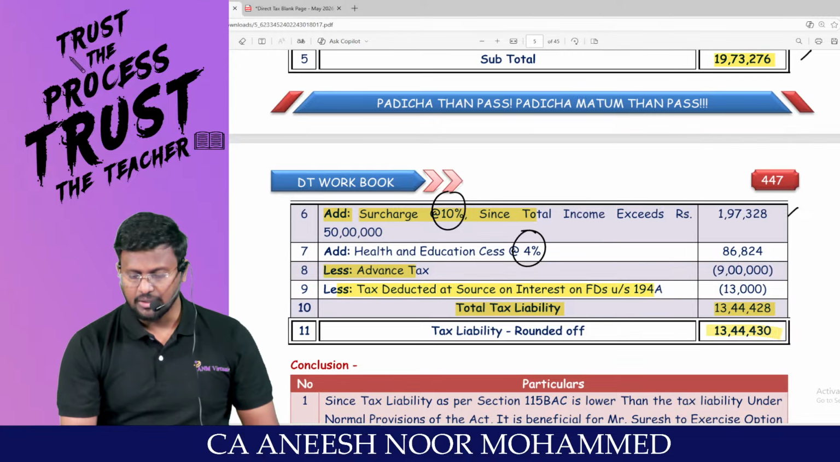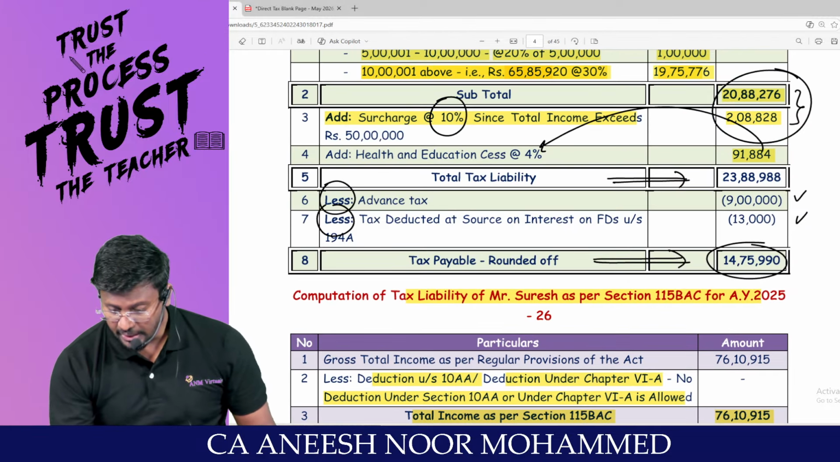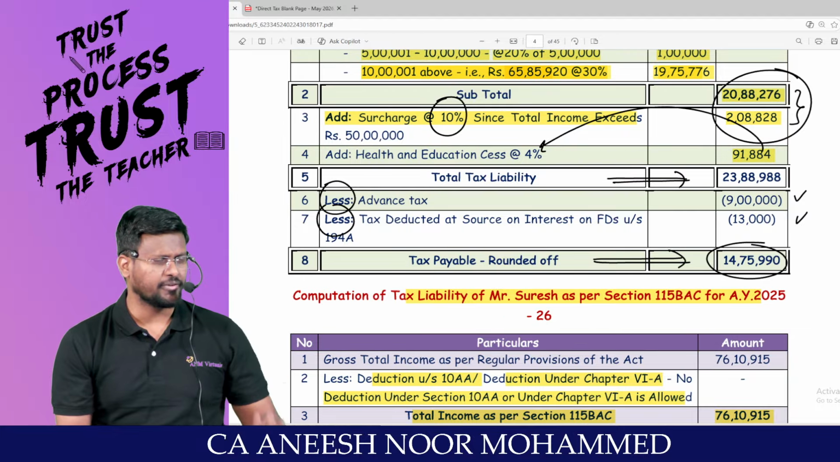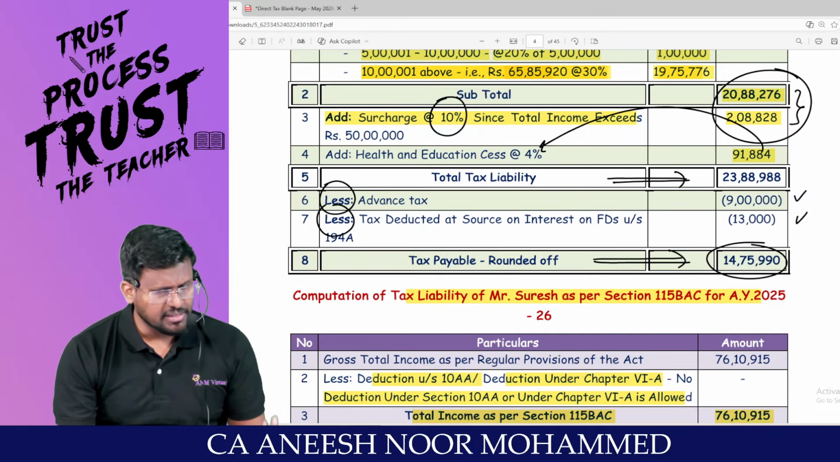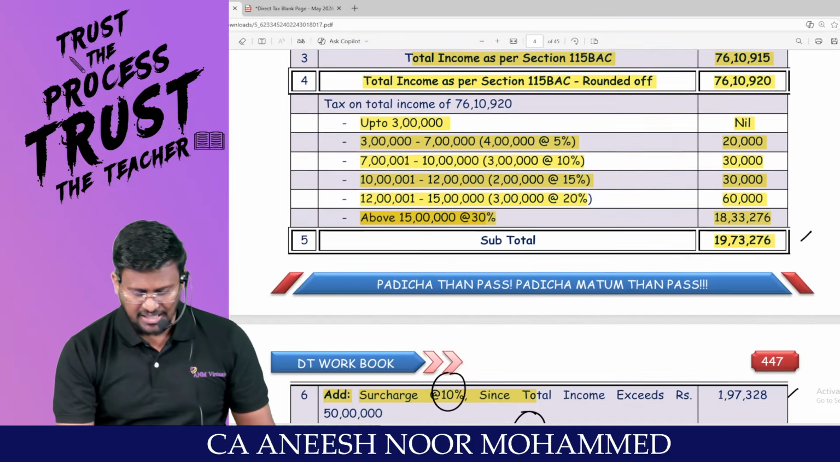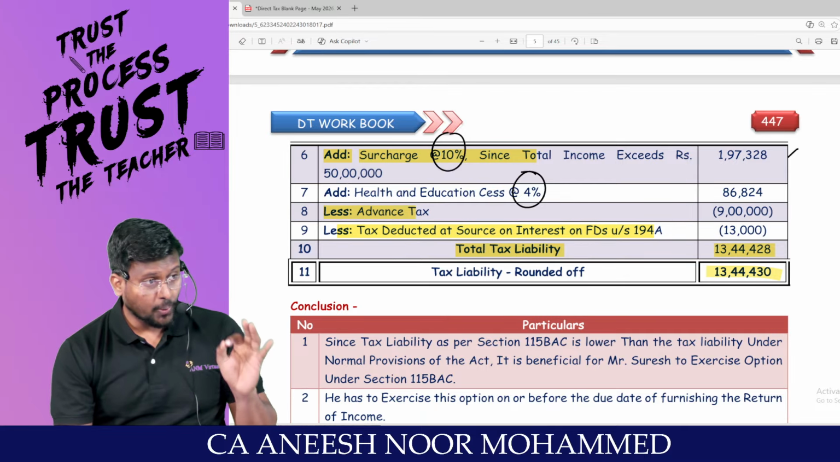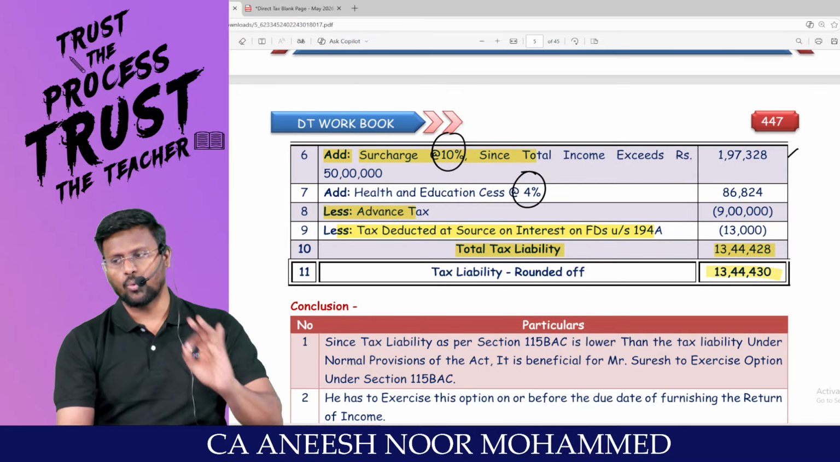You will get the total tax liability, which will be rounded off to 13 lakh 44,430. Here it is 14 lakh. You tell me which is better. Default tax regime, because under the default tax regime you are having lower tax liability. Am I right? When you are writing the conclusion, one highlight is there.